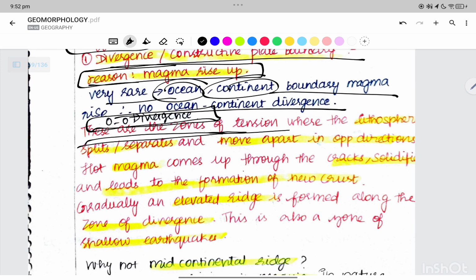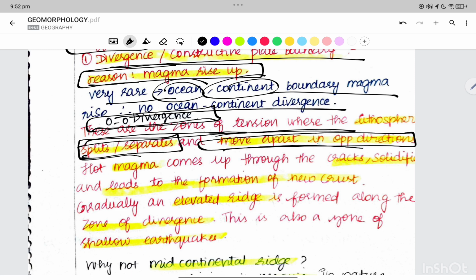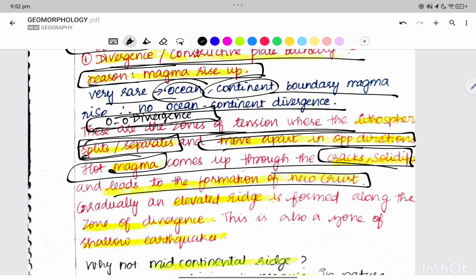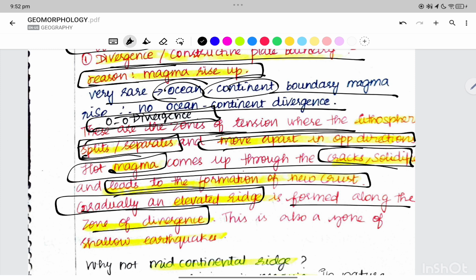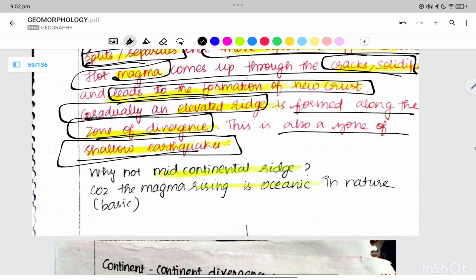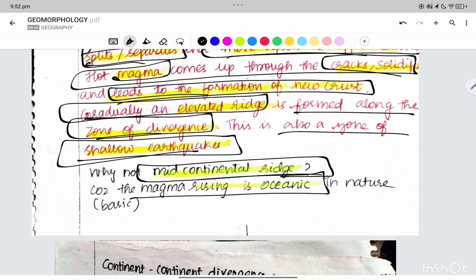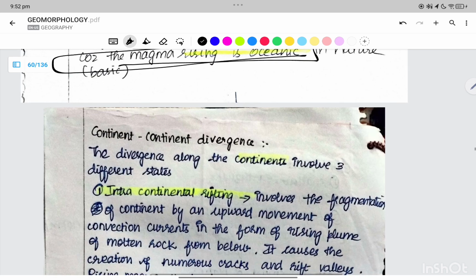There are zones of tension where the lithosphere splits or separates and moves apart in opposite directions. Hot magma comes through the cracks, solidifies, and leads to the formation of new crust. Gradually, an elevated ridge is formed along the zone of divergence. This is also a zone of shallow earthquake in the ocean convergence. Why not a mid-continental ridge? Because the magma rising is oceanic in nature, basic magma.